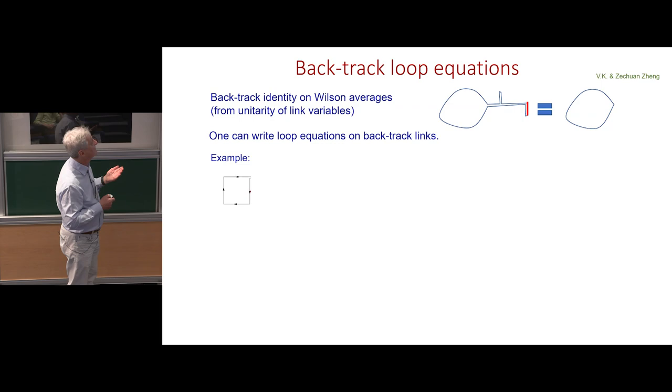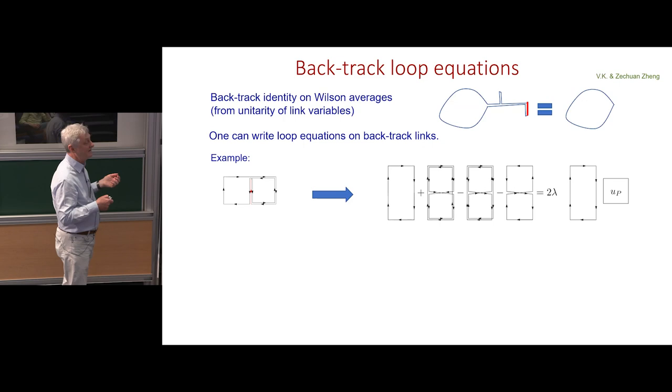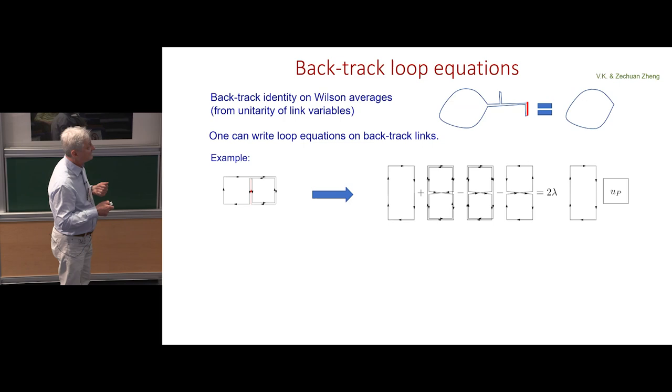For example, if you take the plaquette, and if you do a backtrack like this and back, and add this backtracking path here, you can vary the backtrack part of this plaquette, and you get a non-trivial equation. On the left-hand side, you have... it's a two-dimensional example, but in three and four dimensions it's almost the same. On the right-hand side, you get a non-linear term, the product of your plaquette average, UP, and the double plaquette average.